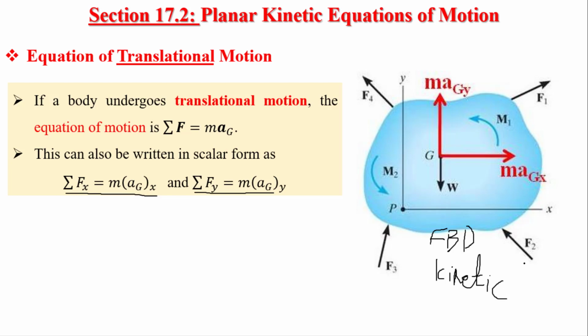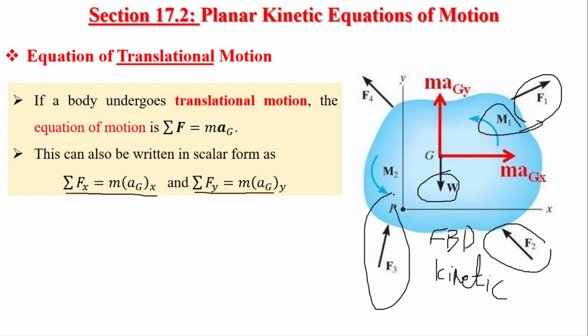Okay, the free body diagram represents the external forces and moments, and also the weight, in black color. The kinetic diagram represents the acceleration: mass multiplied by acceleration in the x-axis and in the y-axis.